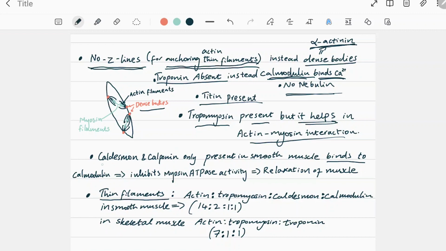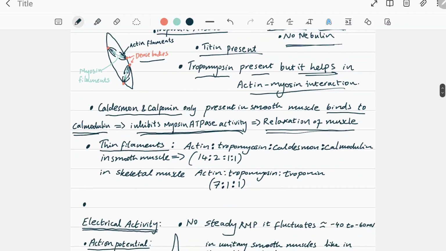We also have 2 other things, caldesmon and calponin. These are only present in smooth muscles, and they bind to calmodulin. So what happens is caldesmon and calponin bind to calmodulin, and this causes inhibition of myosin ATPase activity, causing relaxation of muscle. Because your calmodulin will cause the myosin ATPase to work, and caldesmon and calponin bind to the calmodulin, inhibiting the myosin ATPase activity, causing the relaxation of muscle.